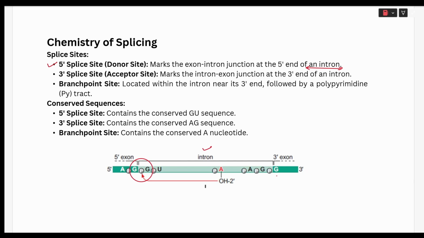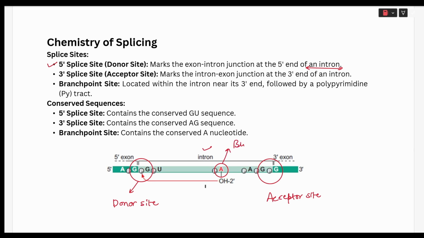Then the 3' splice site, which is present on the 3' end of an intron. The 5' site is known as the donor site, and the 3' site is known as the acceptor site. Now in the middle there is also a branch point site, where there is usually an A. However, in some cases it can also be a G, a guanine. Here it is an adenine, right? So this is your branch point.